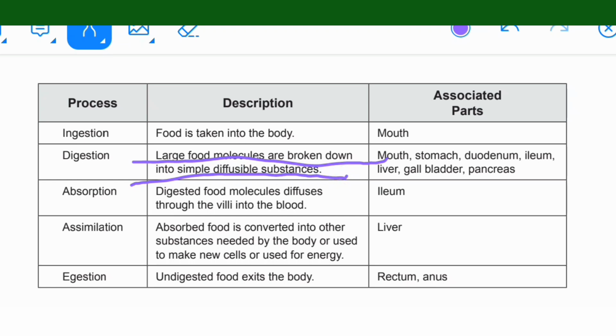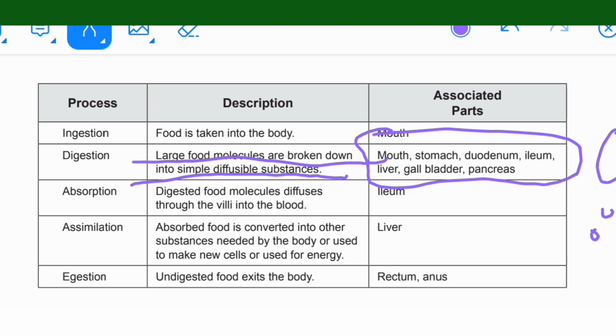So where does digestion take place? It takes place in the mouth, the duodenum, the stomach, ileum, liver, gallbladder, and the pancreas. So this large amount of food, which might be something like this at first, will be broken down into tiny particles. The process of breaking them down is what is called digestion.